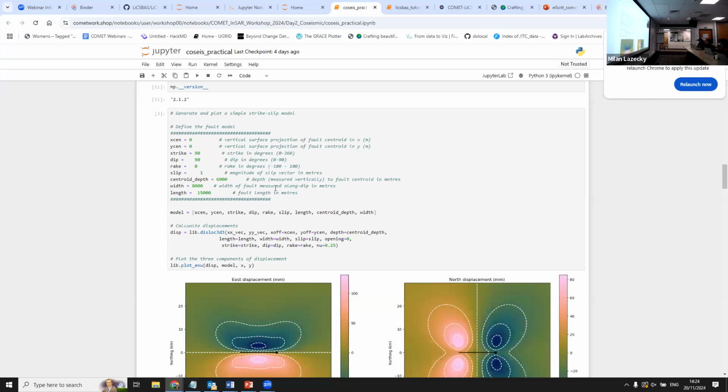So a good thing to do is try and break it as well. Go up to a slip of 100, see what that has. Go down to depth so you can't see it anymore, but just sort of parameter test this and see what you can see.